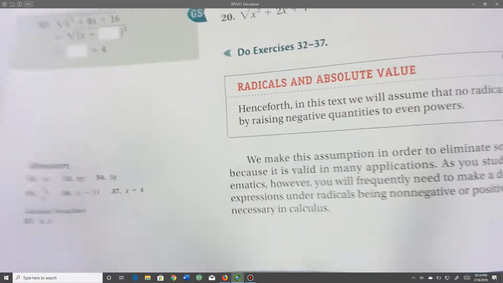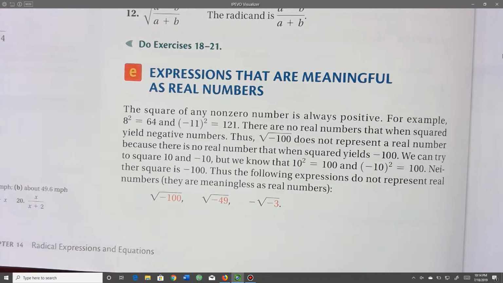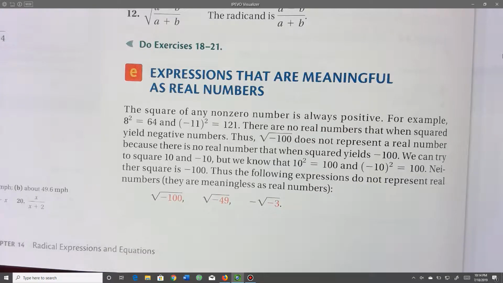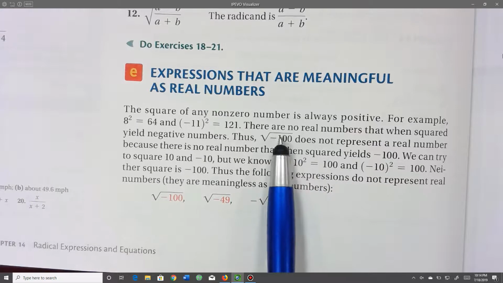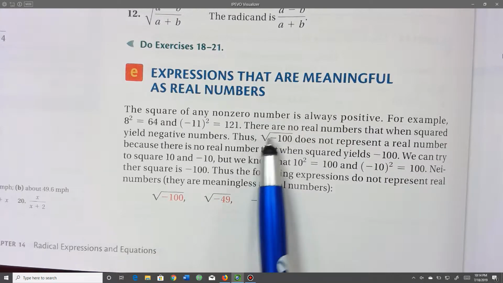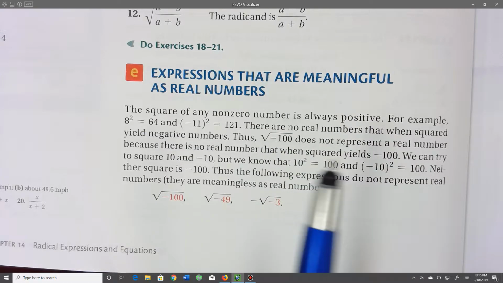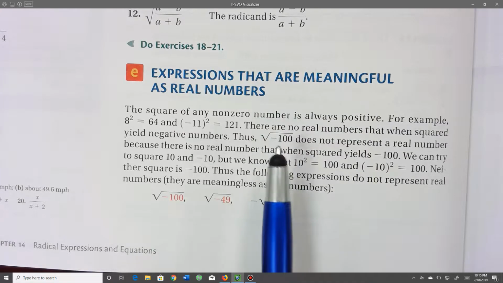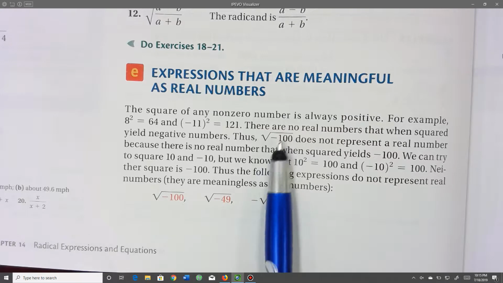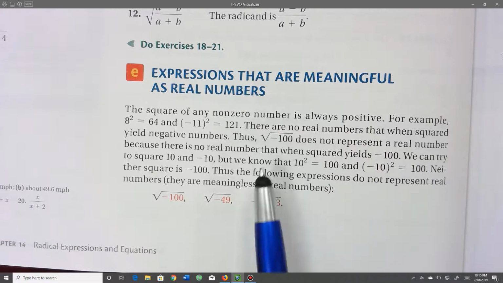All right, so let's go back to section E. Like I said, this is just a review of the rules for radicals. E, expressions that are meaningful as real numbers. That's the title of that. All that means is that you need to remember that we do not want negative values inside the radical sign, negative radicands, because then you're gonna get an imaginary value, and we are not prepared for that yet. We will later on, but not for these few sections. Okay, so just remember that.